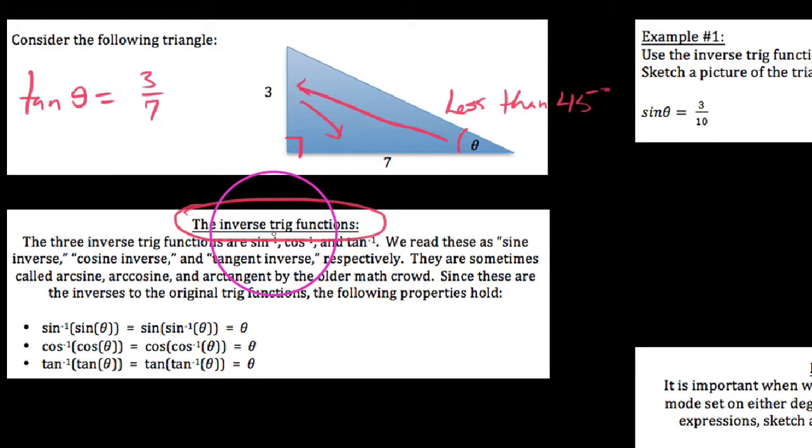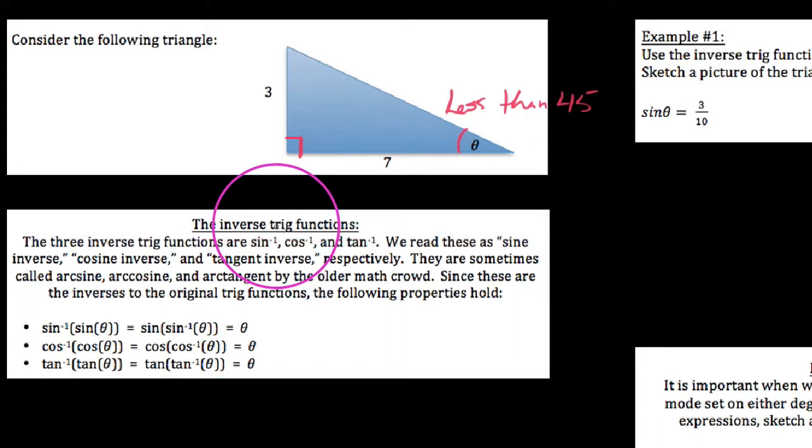As far as the inverse trig functions go, I'm going to back up here. I wanted to get this little circle down here so we could read this more easily. The 3 inverse trig functions are sine inverse, cosine inverse, and tangent inverse. Notice that we write this little -1 on the top corner. It doesn't mean the reciprocal of sine, cosine, or tangent; it means the inverse of those functions. They are read as sine inverse, cosine inverse, and tangent inverse. They're sometimes called arc sine, arc cosine, arc tangent by the older math crowd, or in a pre-calculus or calculus setting.